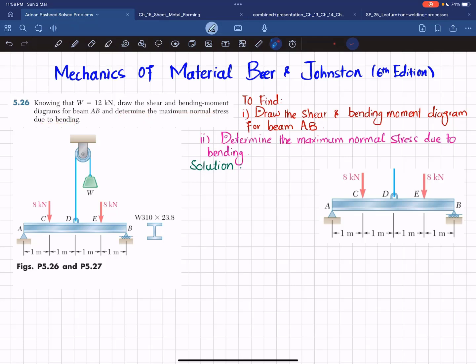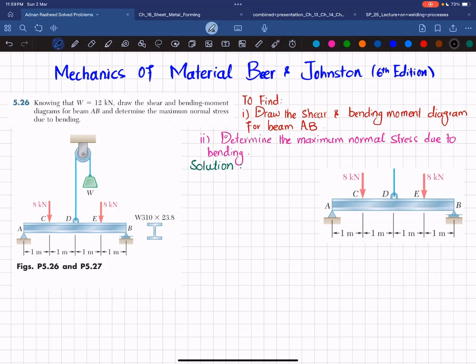So you can see this is beam AB having point load at C which is 8 kilonewton and at E it is 8 kilonewton. A weight of 12 kilonewton is suspended through this pulley and this is acting downward. As a result, this rope will exert a force upward which is 12 kilonewton acting on that. And the cross section is shown over here. This is wide flange beam which is W310 by 23.8. So you have to determine the shear and bending moment diagram. So let's start with the solution.